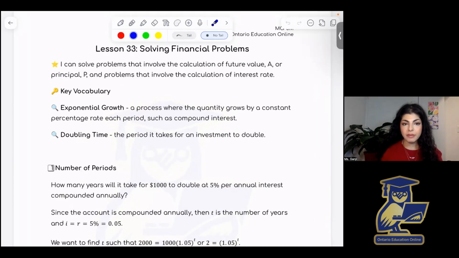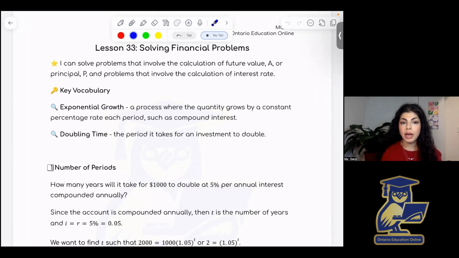So, just some key vocabulary that might help you throughout this lesson, either for the practice problems. This is a bit of a review, but remember exponential growth, which is also for compound interest, is pretty much a process where whatever principal amount or quantity that you start with is growing by a constant percentage rate each period. And that period, as we saw, could be yearly, could be monthly, or different periods as well.